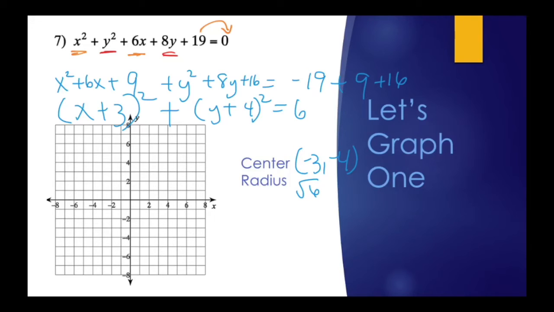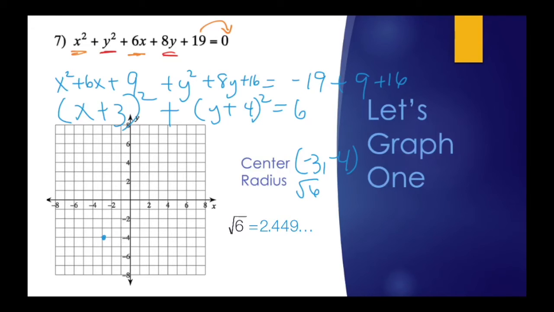So we're going to come over here at negative 3 comma negative 4, and here's our center. But we need to figure out what the square root of 6 is. So on our calculator, we're going to estimate that. When I did it on my calculator, I got 2.449. So that's a little under 2.5.